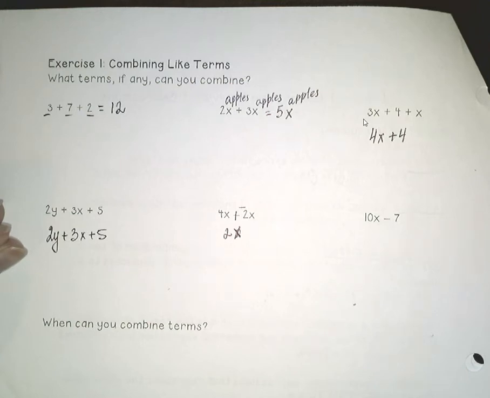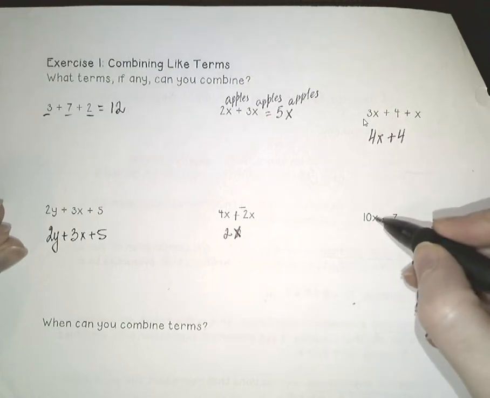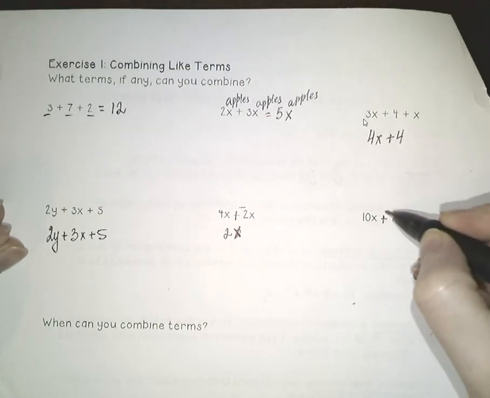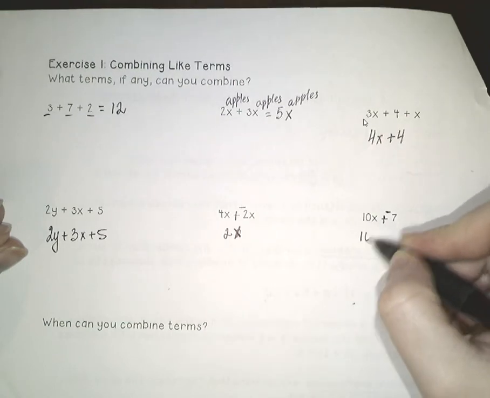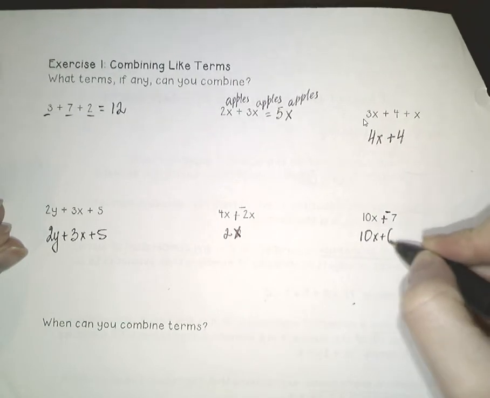All right, and last one here, 10x minus 7. 10x is 10 apples plus negative 7. I cannot do anything about it because negative 7 is not apples. It's not x. So it's already written in standard form, 10x plus negative 7.